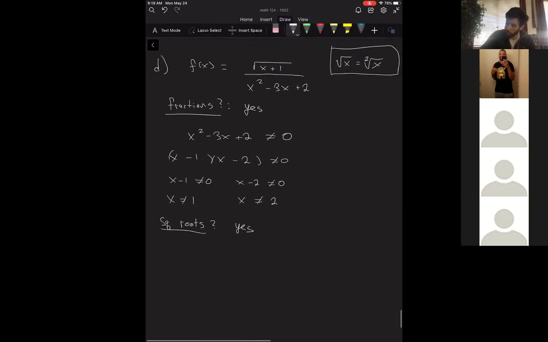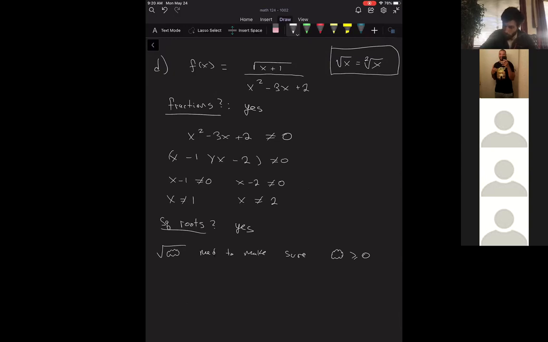What does that mean in this situation? What's our square root here? Our square root is the square root of x plus 1. We need to make sure that the inside of our square root, whatever is on the inside, this little blob, needs to be bigger than or equal to 0. That's all we need.